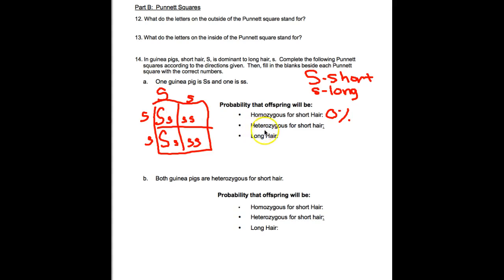And so for heterozygous for short hair, we have 50%. It is going to be a 50% chance that the offspring is going to have short hair or be heterozygous for short hair. So we'll put 50% here, because if it has the dominant S, it's going to show. And there's a 50% chance that the phenotype is going to be long hair or homozygous recessive. So go ahead and give that a try, and I will show you another one on the next page.